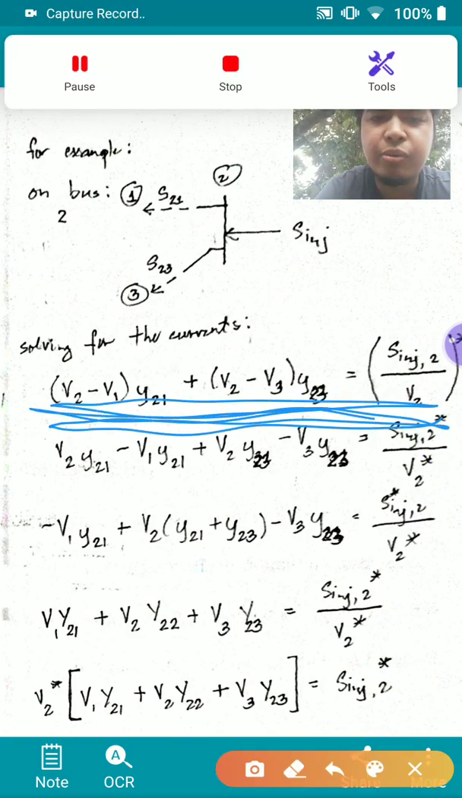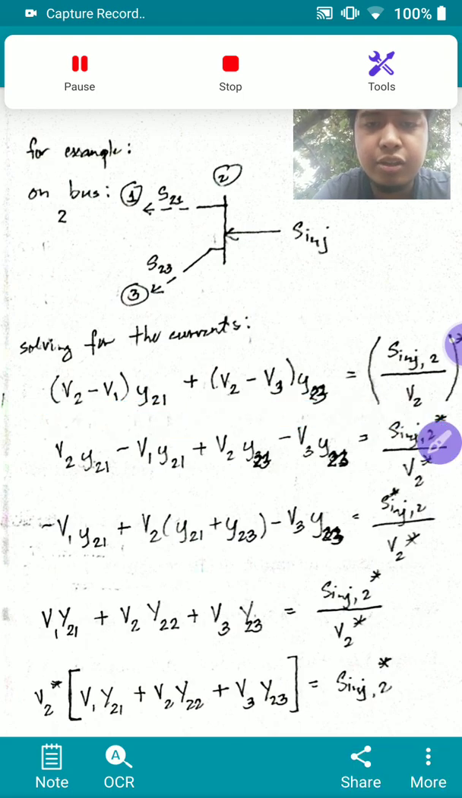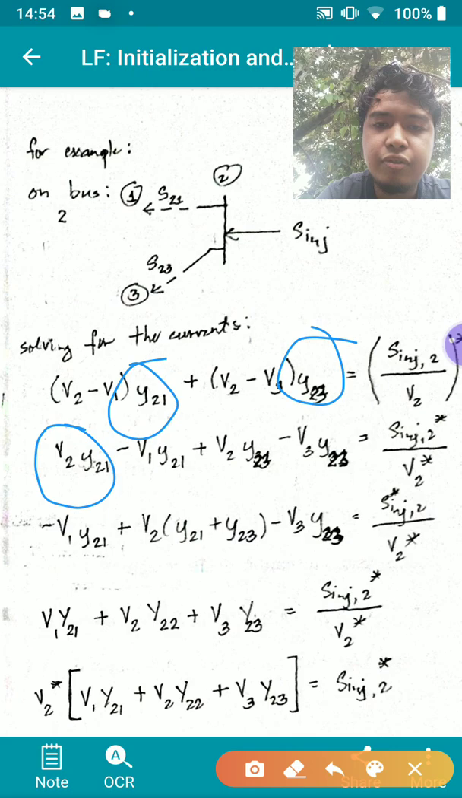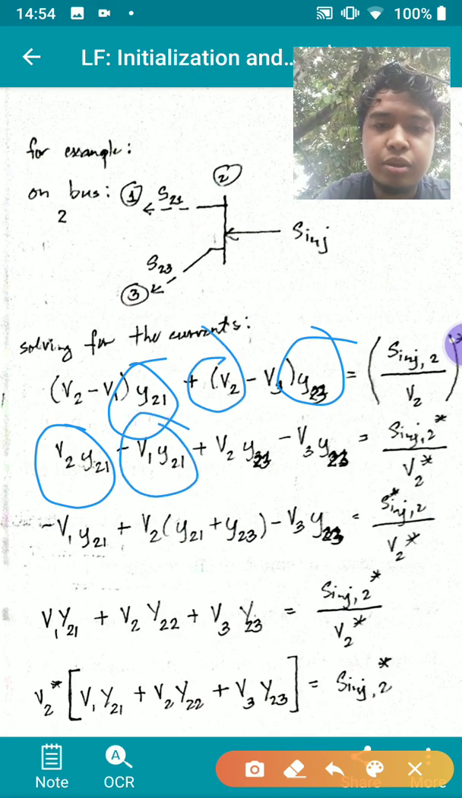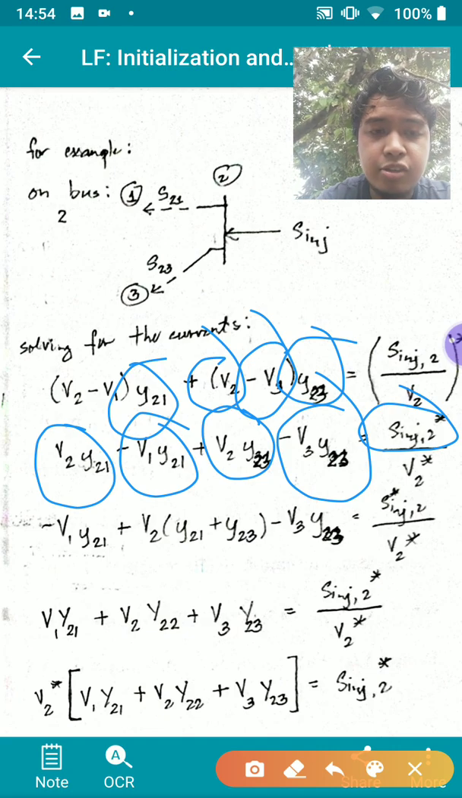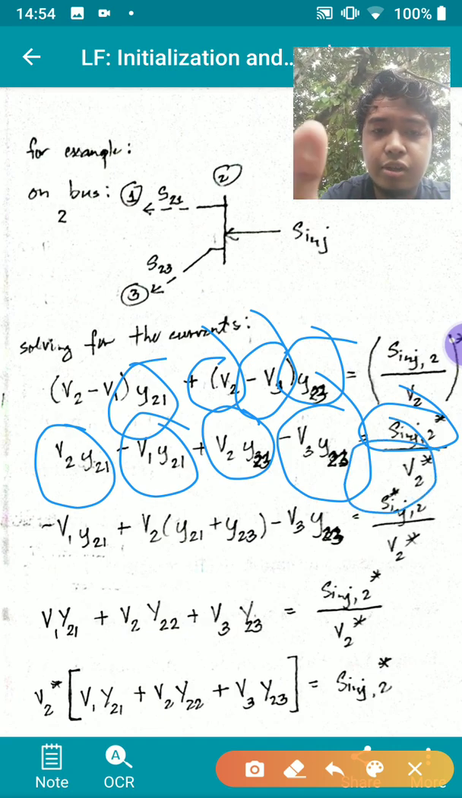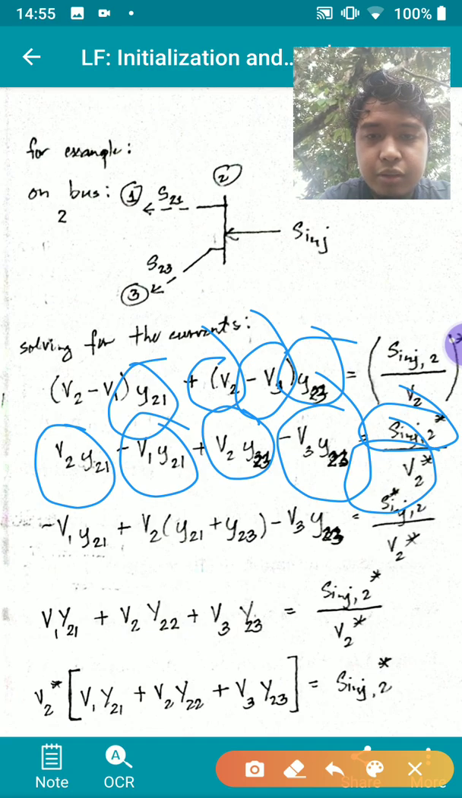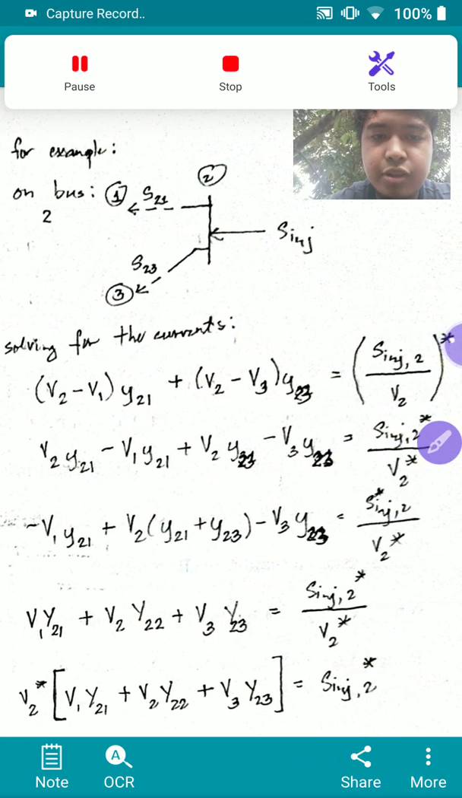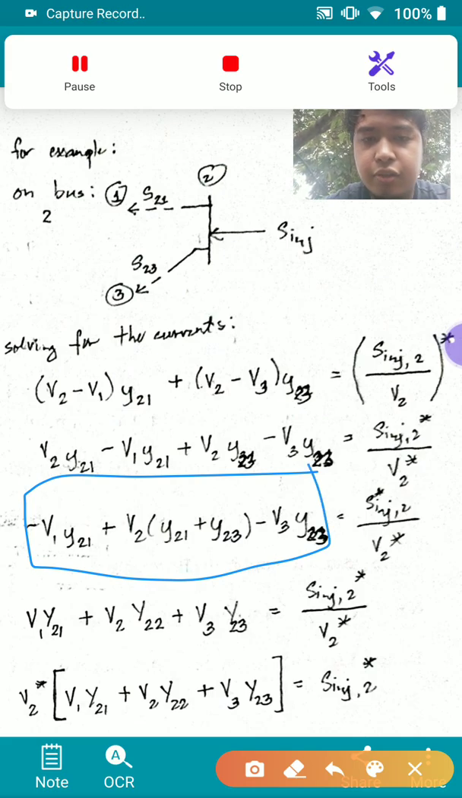We'll actually be working on this equation. You can distribute the voltages in this way. So you have a V2 Y21, negative V1 Y21, you have a V2 Y23, then a negative V3 Y23, and then you have the S injected on bus 2 conjugate divided by the V2 conjugate. So now you have that. So if we rewrite this equation, you now have this equation in V1, V2, and V3.